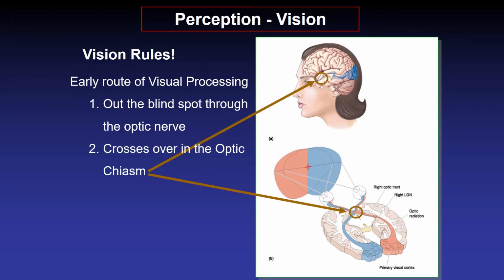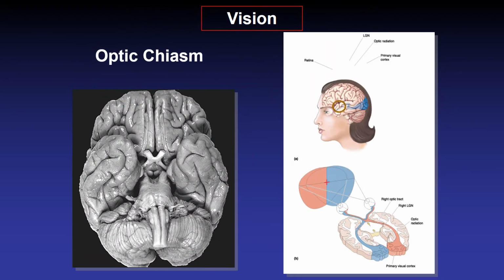Next is going to be the optic chiasm. These optic nerves, these ganglion cell axons, some are going to cross over at the optic chiasm, whereas some are going to go straight back. So chiasm means X, or crossing, and there's a crossing here in the visual system. Right here is the optic chiasm. Let's look at a picture of it.